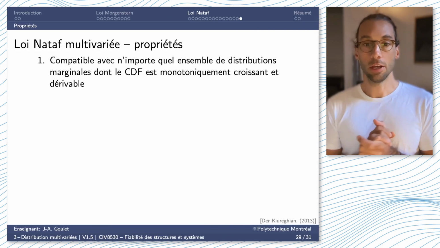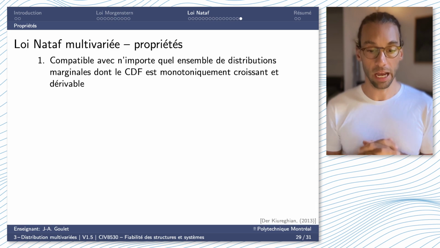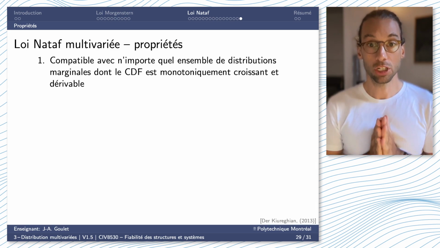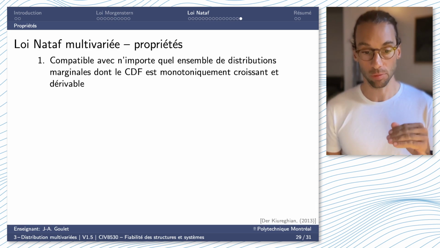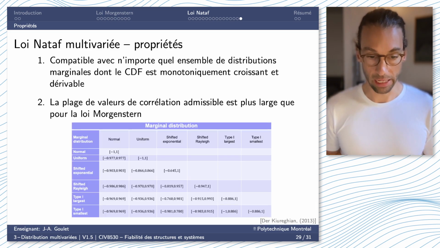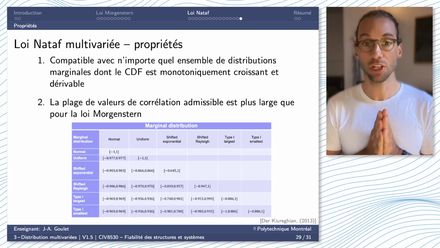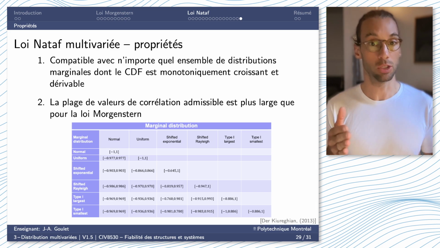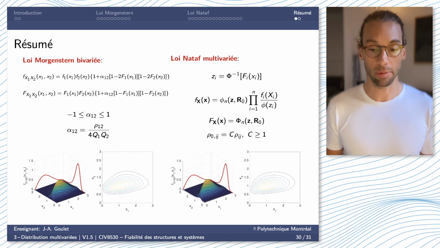So the property of the Nataf model is that it's compatible again with any marginal PDFs whose CDF is monotonically increasing and differentiable. So we cannot have a step in our CDF, but for most distributions we want to use, we're going to be able to satisfy that hypothesis. And the range of values for the correlation coefficient is not the full range of -1 to 1, but is wide enough to accommodate most practical situations we're going to face in structural reliability problems.